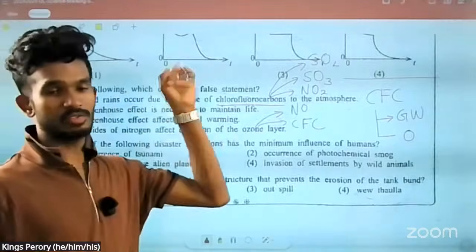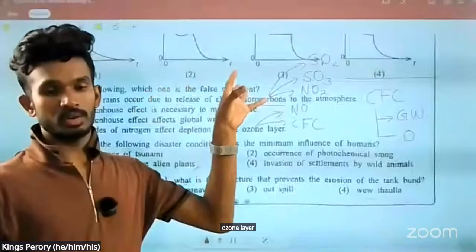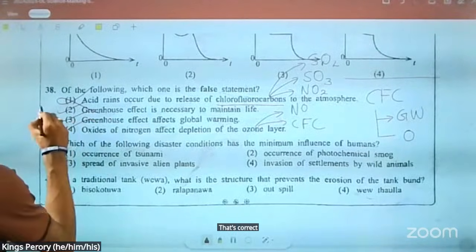Acid rains are caused by sulfur dioxide and nitrogen dioxide. Ozone layer depletion is due to nitric oxide and chlorofluorocarbons. That's correct. The answer is option 1.